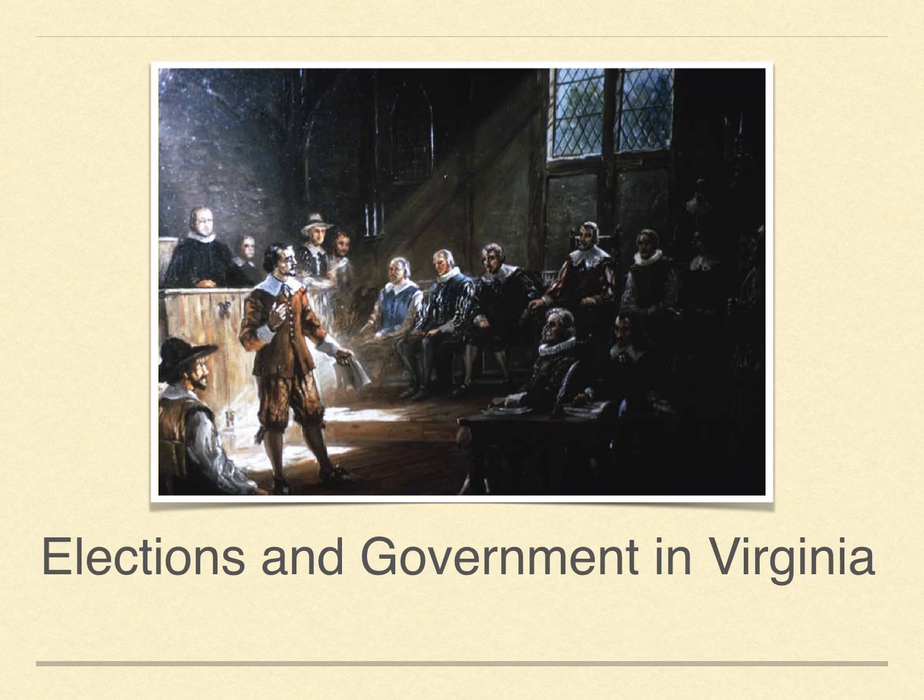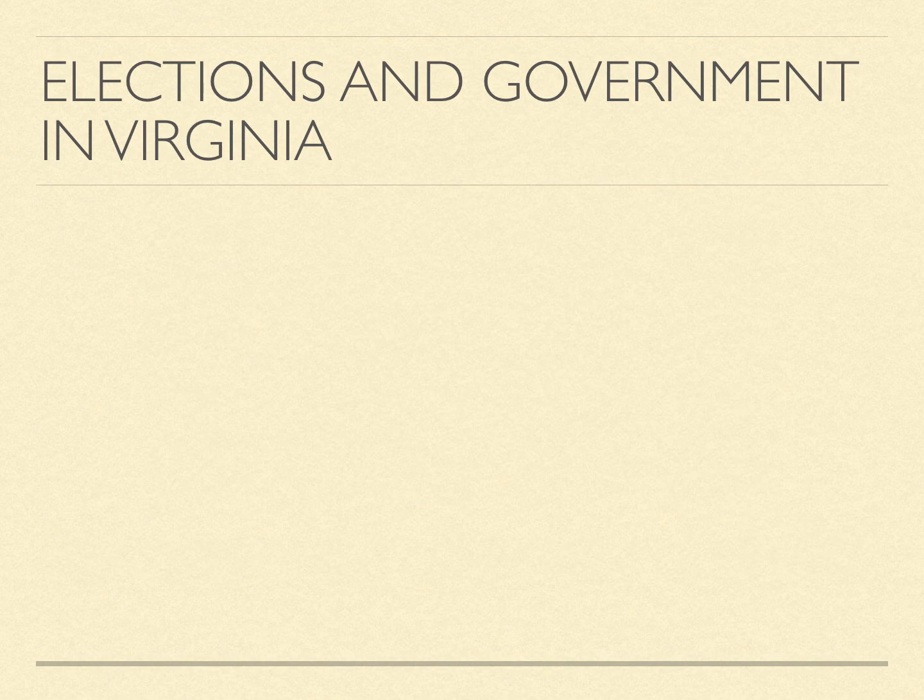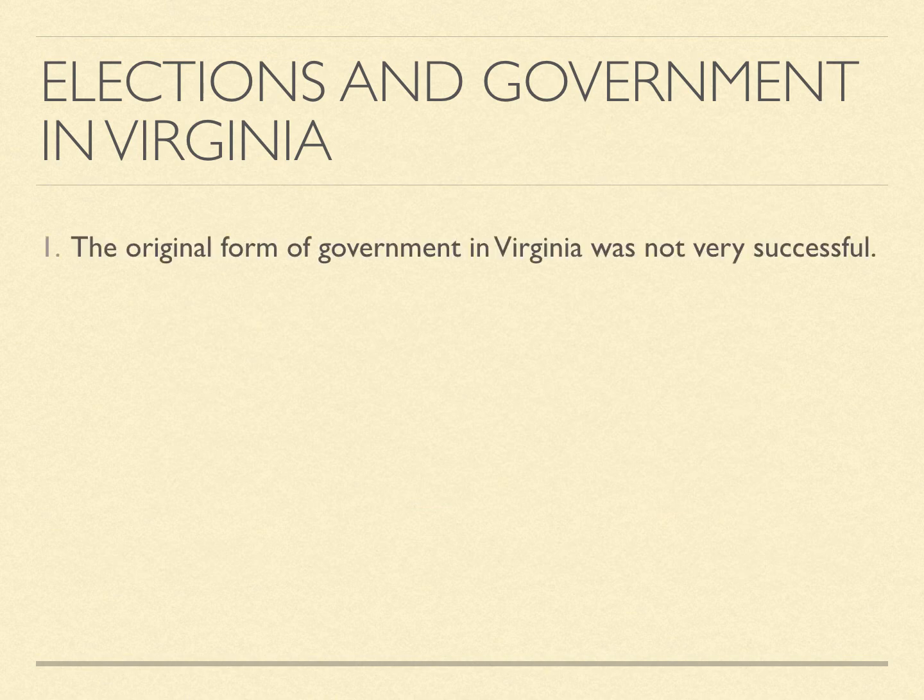Hey guys, so tonight's topic that we're looking at is elections and government in Virginia. As we continue to expand outside Jamestown, what did elections and the early form of government in Jamestown and Virginia look like? It's important to understand that the original form of government that was established at Jamestown and Virginia was not very successful.